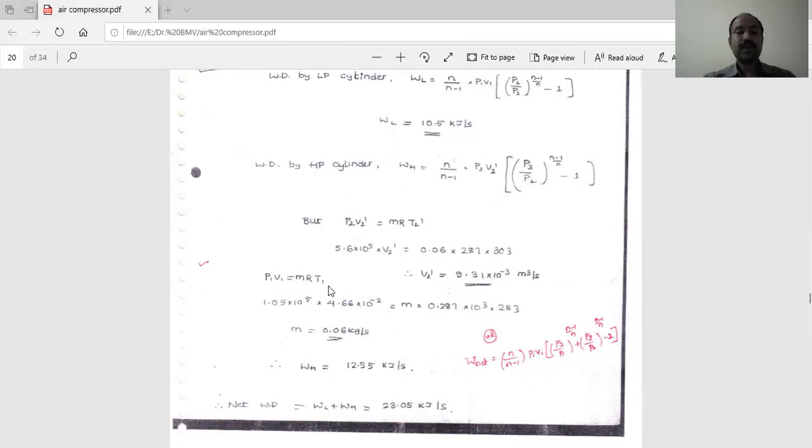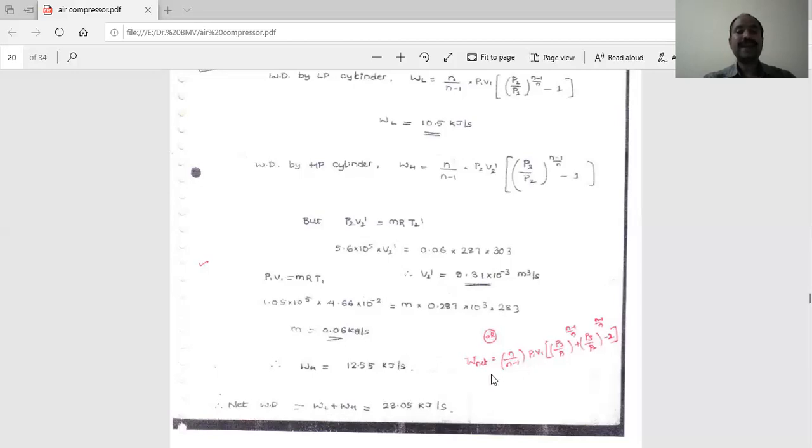Then we have to calculate m here in this expression. P1 V1 is equal to m into R into T1. Substitute all the values of P1, V1, R and T1. We get the value of m is equal to 0.06 kg per second. Then we calculate WH. It becomes 12.55 kilojoules per second, that is kilowatt. The net work done is the summation of WL plus WH. It becomes 23.05 kilojoules per second.